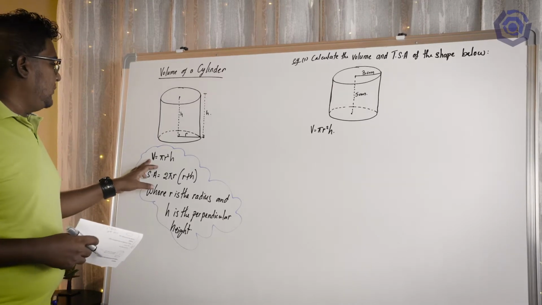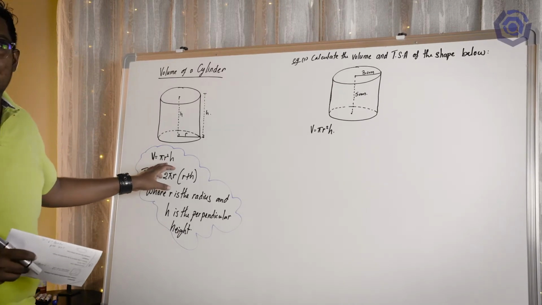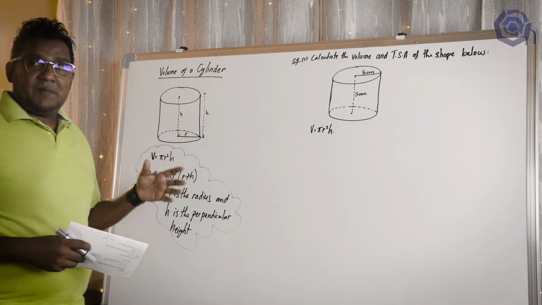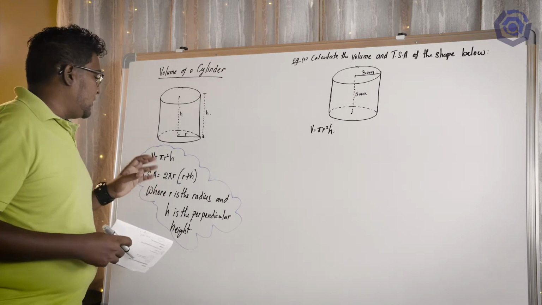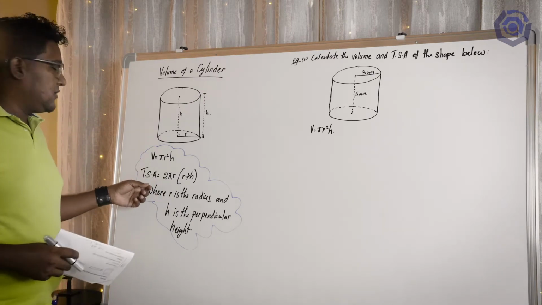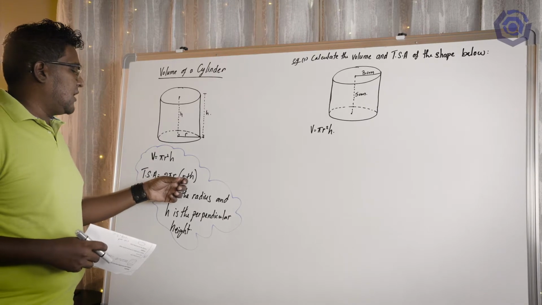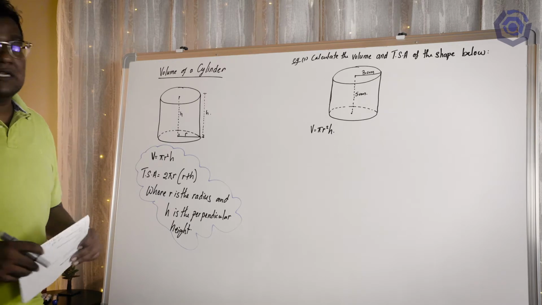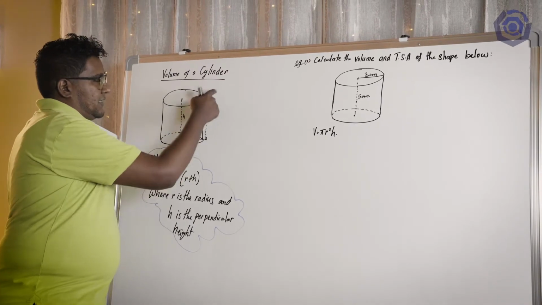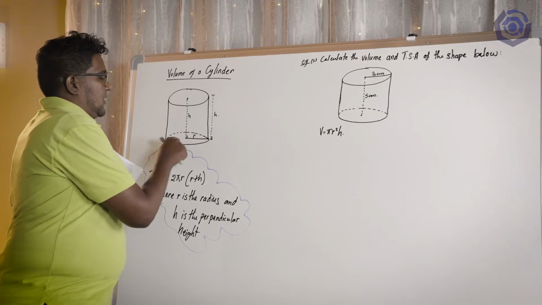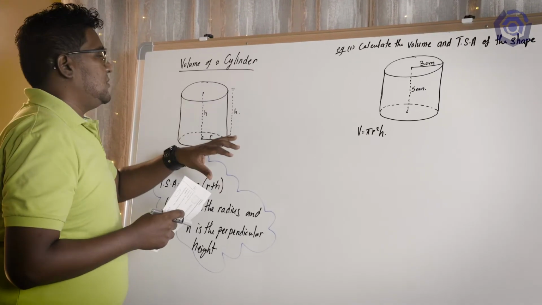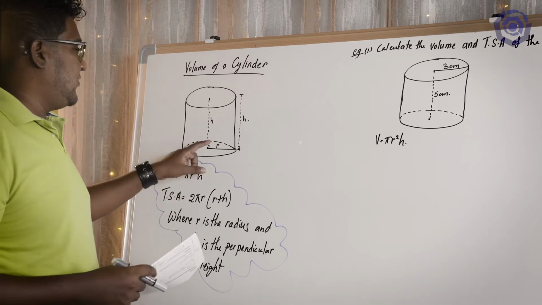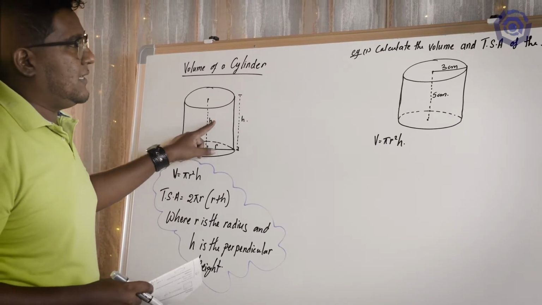In order to find the volume, V is equal to pi r squared h, and TSA, if you could remember the abbreviation, is total surface area, and the total surface area is 2 pi r into r plus h, where r is the radius and h is the perpendicular height. Remember again, the perpendicular height is the one that comes straight down, and when it reaches the radius, or if it's given outside, it forms a right angle. So two things we need: the radius and the perpendicular height.